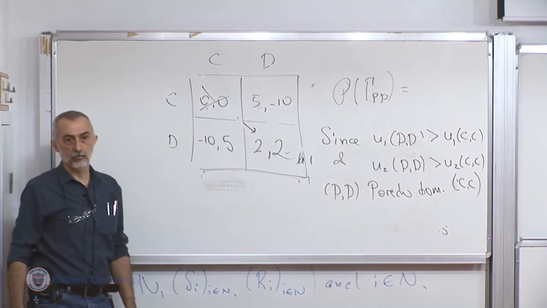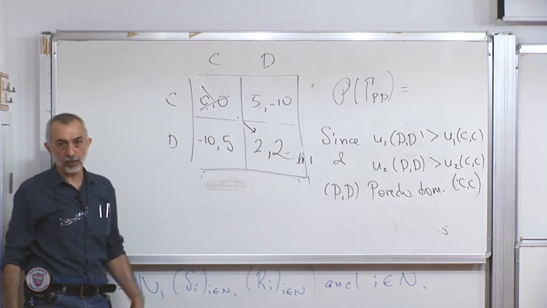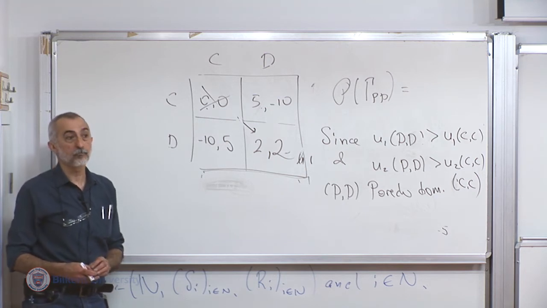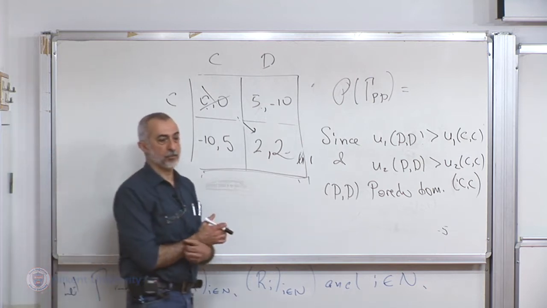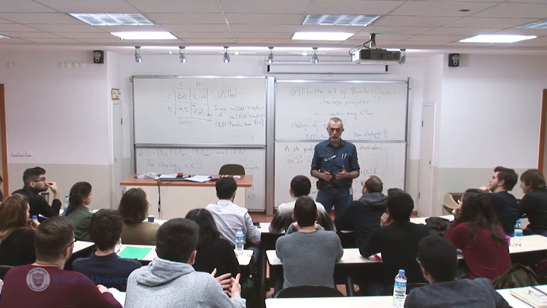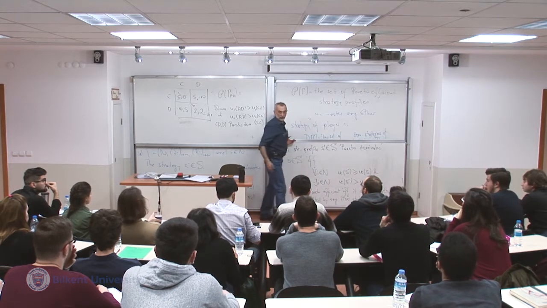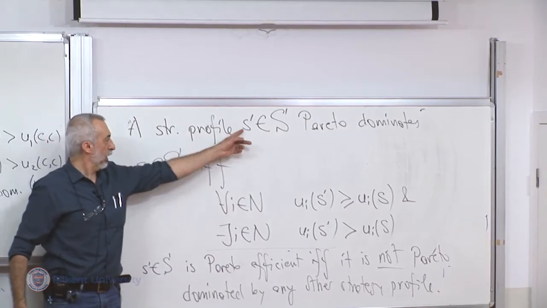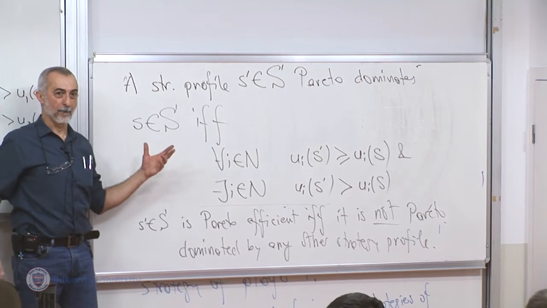No. Then, if you say it's not Pareto efficient, you have to give me a strategy profile which Pareto dominates it. What Pareto dominates CD? Sorry? DD? Worse off. What does that say about Pareto domination? Look at the definition. This statement is either true or false, which means that S prime either Pareto dominates S or does not. There's nothing in between. Okay?